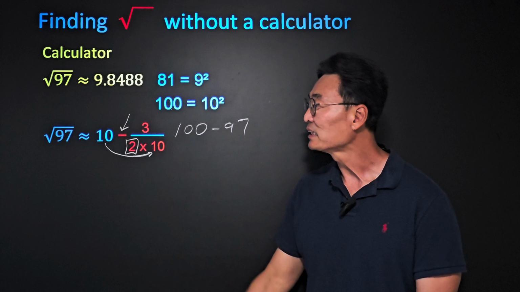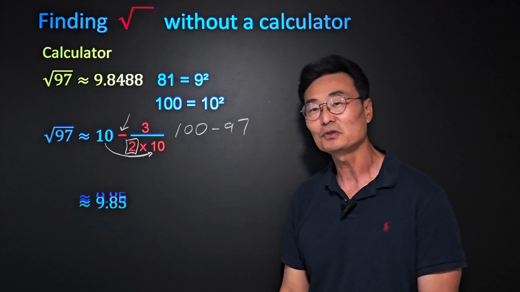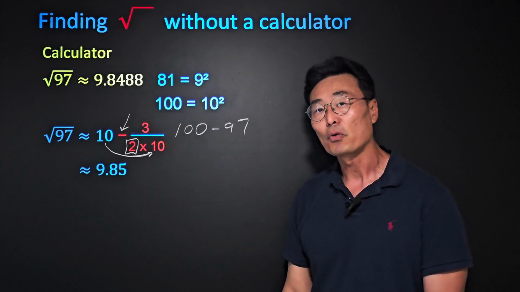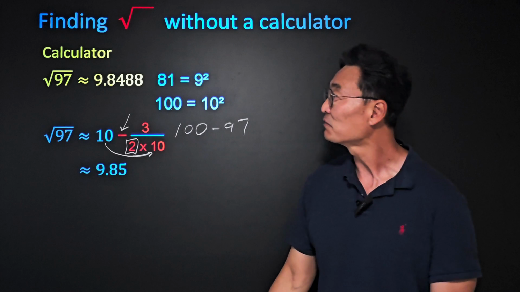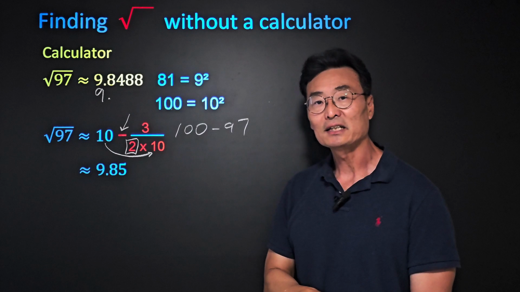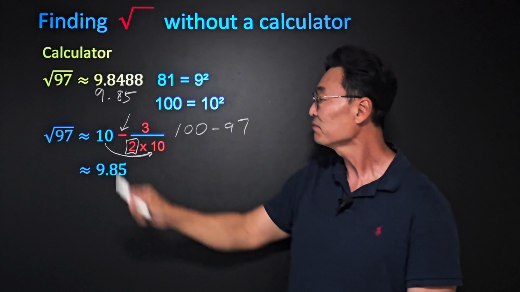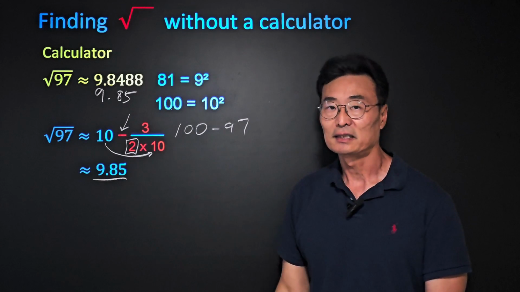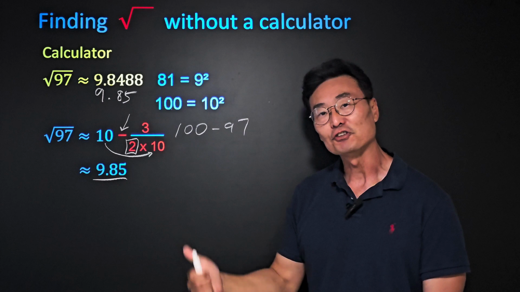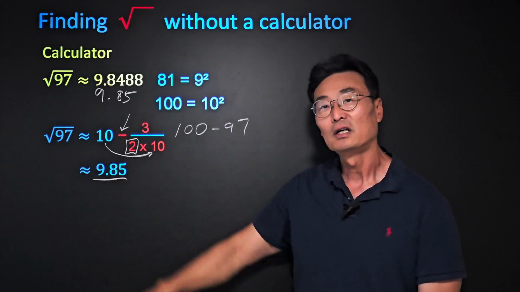And if you take that 10 minus 3 over 2 times 10 and change it into a decimal, you'll get 9.85. Notice the difference? Again, if we go ahead and round the 9.8488 to 2 decimal places, it's 9.85. And using the method, we got 9.85. As you can see, this method works whether the number is small or large.